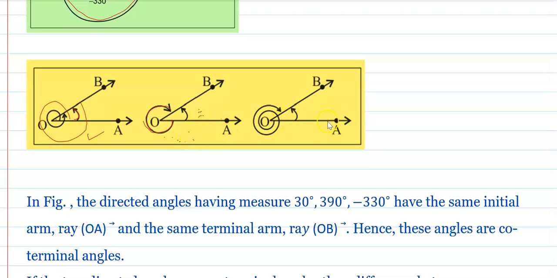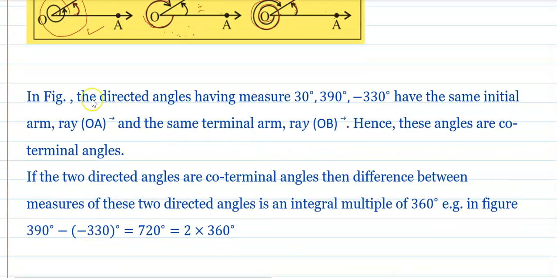Next, angle AOB. First it starts from OA and ends on OB. And next, what is happening here? It takes the first rotation and then the second rotation. Again, these two rotations are called co-terminal because the initial ray lies on the same ray OA and they end on the same ray OB.